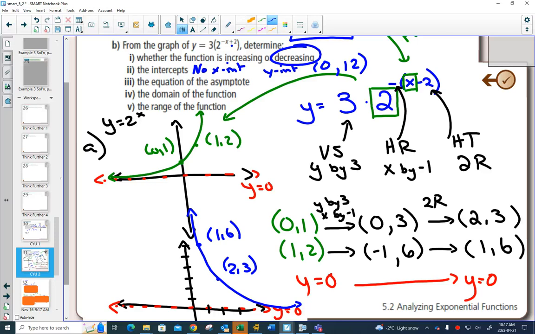The equation of the asymptote is still at y equals 0. Domain is everything, and the range is bigger than 0.